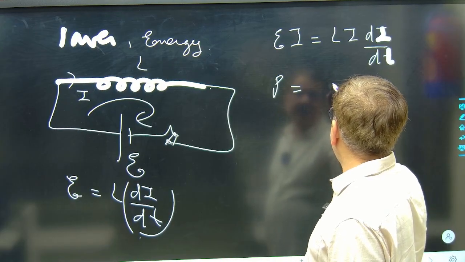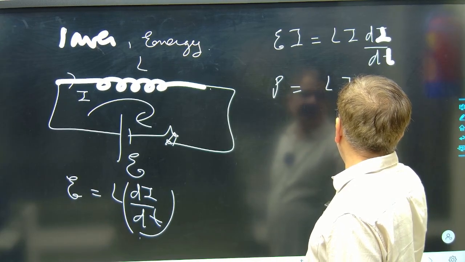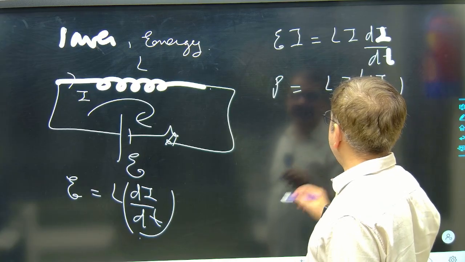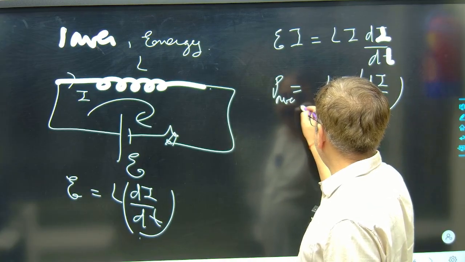Now you see, E into I will be the power. Power is equal to what? L into I into di by dt. This is also correct for power, the electrical power in the circuit.